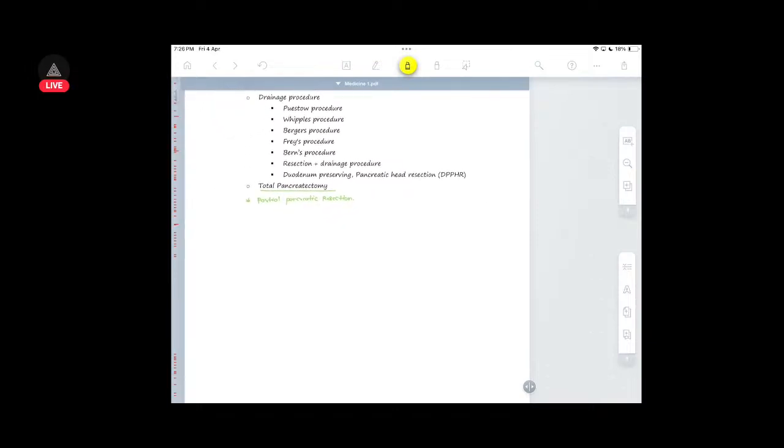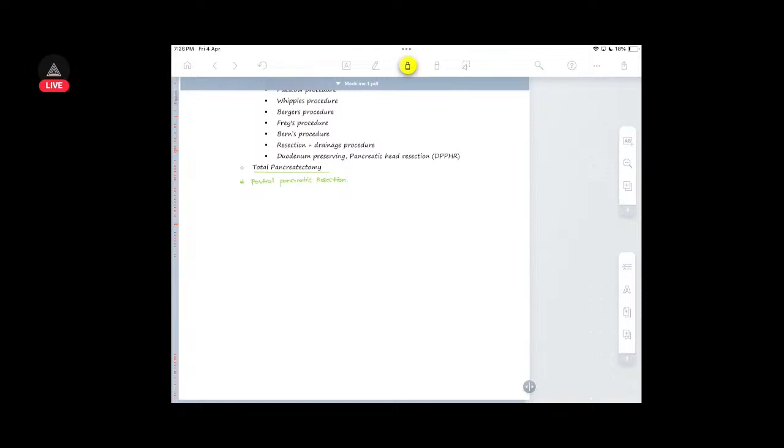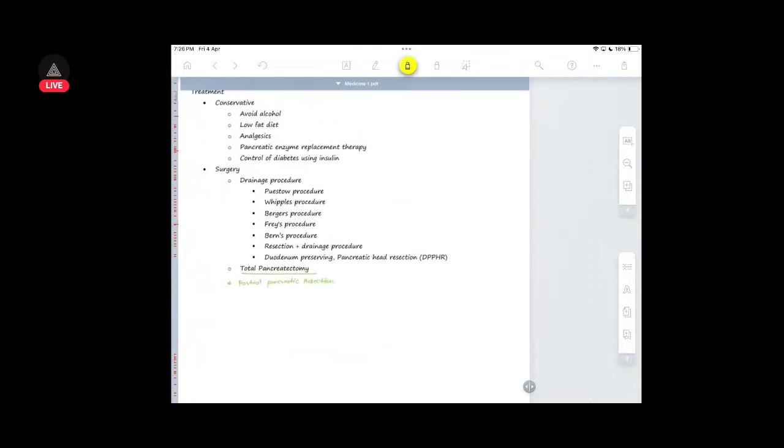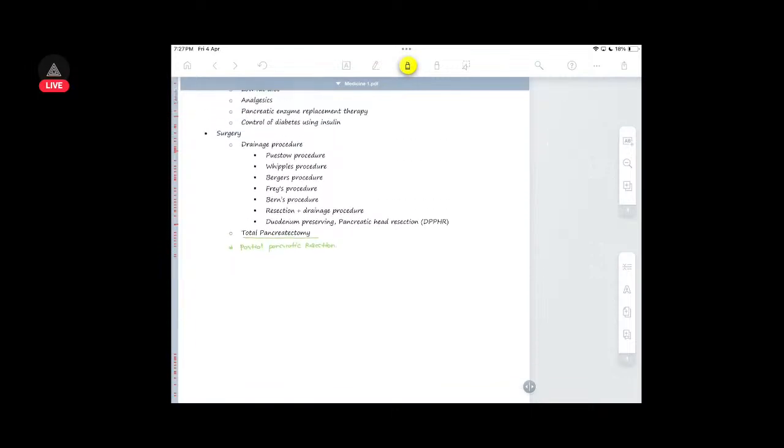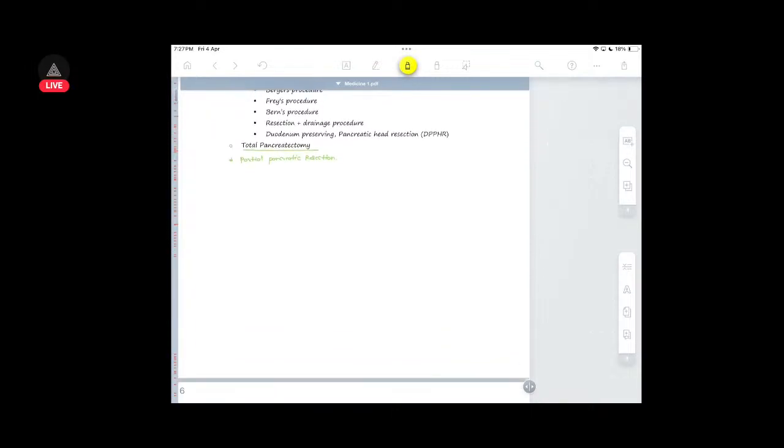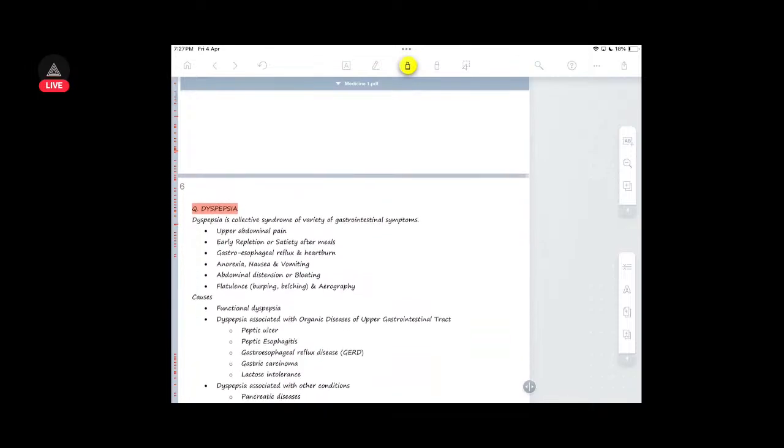You also have a partial pancreatic resection or total pancreatectomy. But total pancreatectomy is most common, and drainage procedure is all these procedures. People just take the pancreas and you attach it directly to one end of the jejunum.